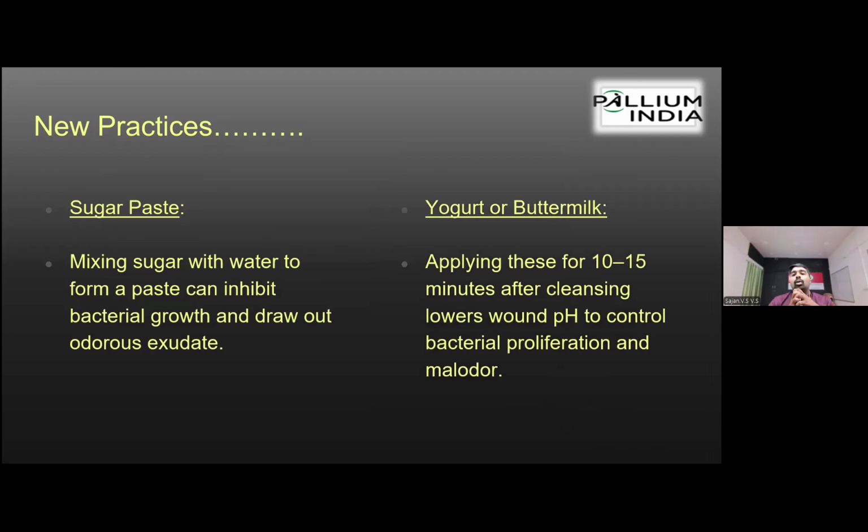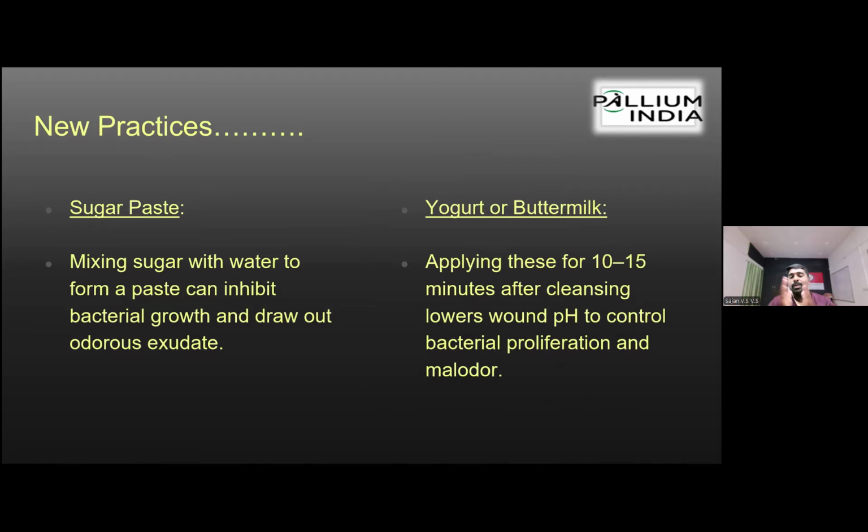Then yogurt or buttermilk application. Applying this buttermilk or yogurt means, after normal cleaning with normal saline or the medicine, we can apply this yogurt or buttermilk on the wound for 10 to 15 minutes. After 10 to 15 minutes, we can wash it and clean all the yogurt from the wound.